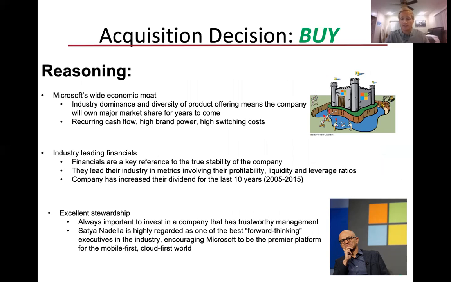So when looking at investing in a company, one of the sure things we could look at is guaranteeing a cash flow that's certain every year, and Microsoft has established that with their Office 365. Then you look at their industry-leading financials, which I just went over. Financials are a key reference to the true stability of the company. You've seen they lead the industry in metrics involving profitability, liquidity, and leverage ratios, and the company has increased their dividend for the last 10 years. That's a great way to demonstrate the strength of the company, that they have cash in hand that they give back to their shareholders.